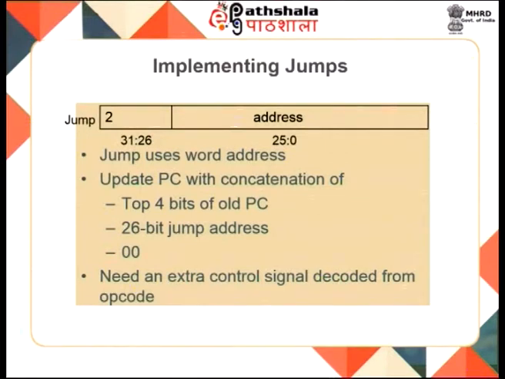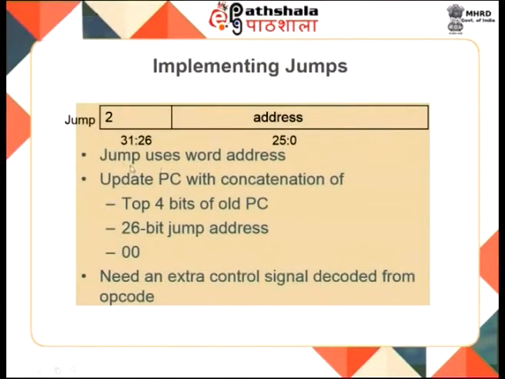Now, in addition to these instructions, if you are also interested in implementing jumps, this is the format of a jump instruction, where again you have a 6-bit opcode and a 26-bit address. When you are using jumps, remember that jump uses word addresses. So, this 26-bit address will have to be shifted left by 2 bits, or you have to append 00 so that it becomes a word address, and the update of the PC happens with the concatenation of this 26 bits and the 4 bits of your old program counter with the last 2 bits 00. A jump instruction needs an extra control signal decoded from the opcode.